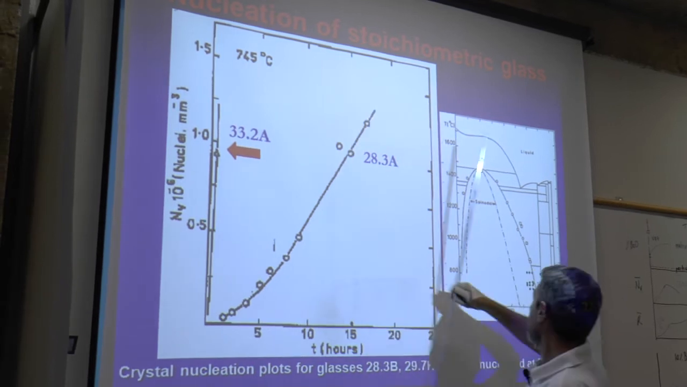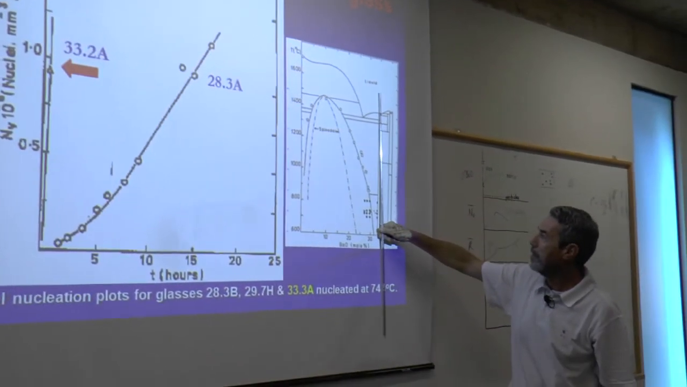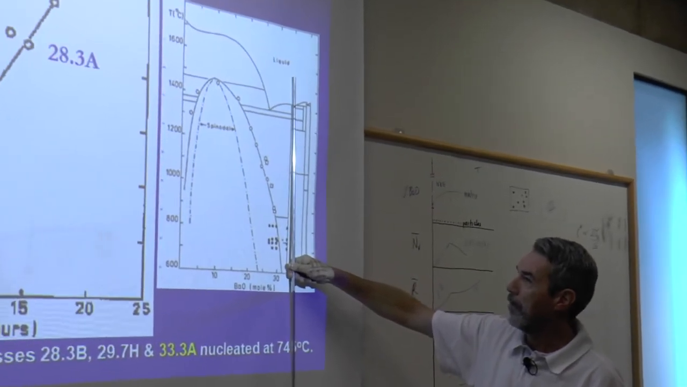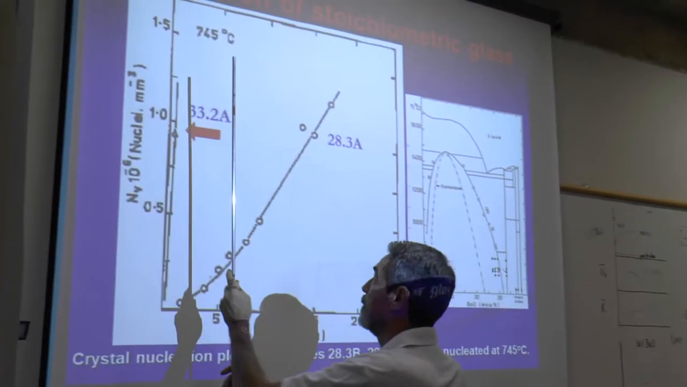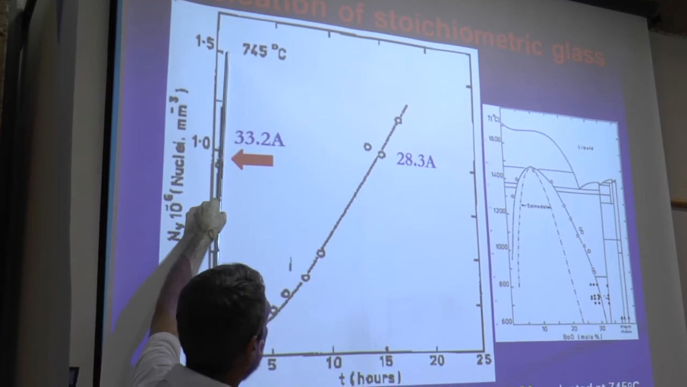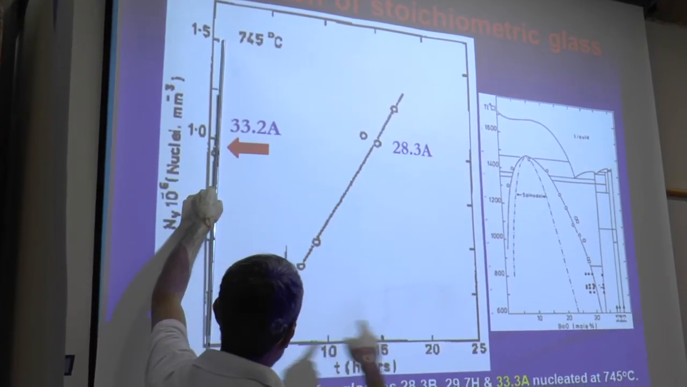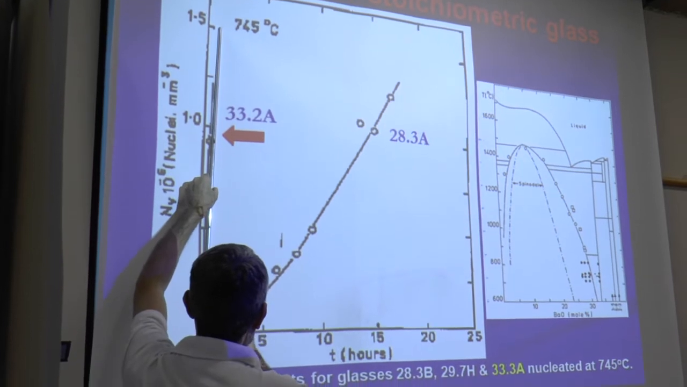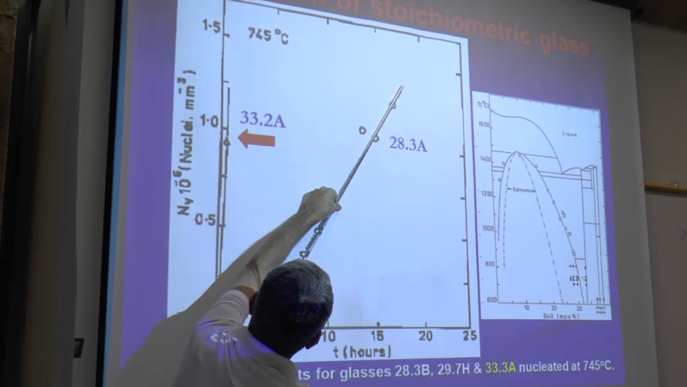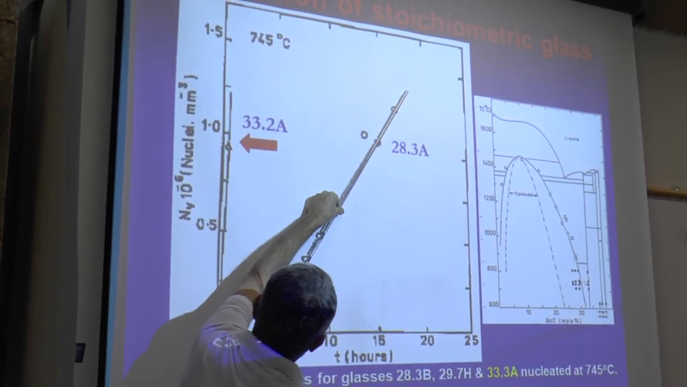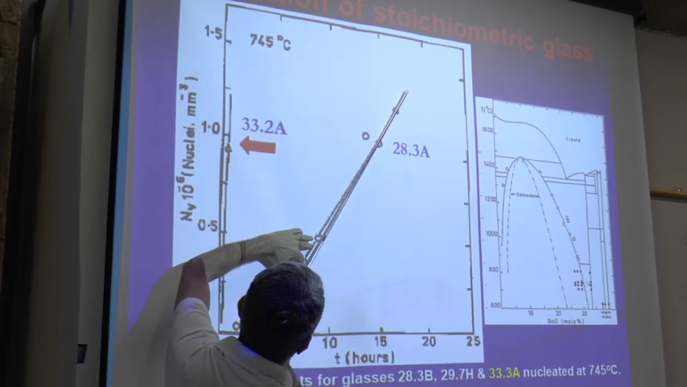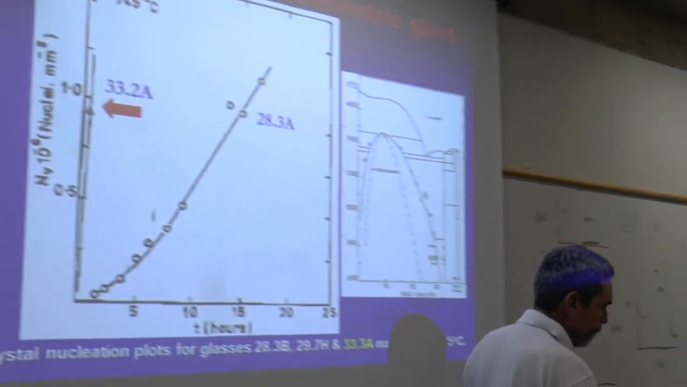The glass outside the gap, at the same temperature, had a much higher nucleation rate. This is the stoichiometric glass outside the gap. And this other one is inside the gap. So it was increasing, and then became constant. It took about 7 hours to become constant.